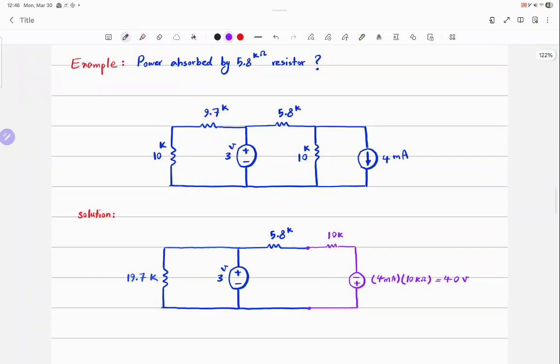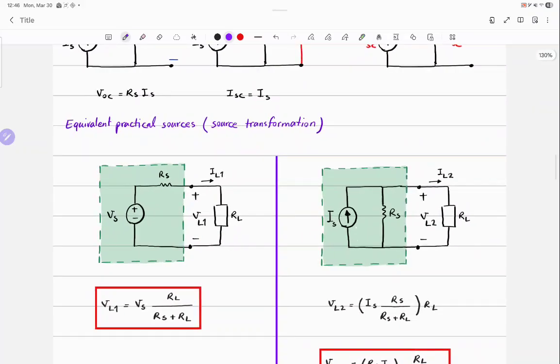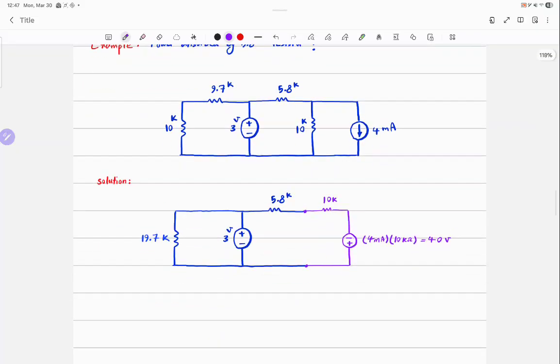Why? Yeah, compare these two. This is the fundamental note that we had on source transformation. The positive sign is connected to the terminal associated with where the arrow head is pointing, right? So can I do any more transformation or no? Sorry? Can I? No, they are not in series, so you cannot combine them.